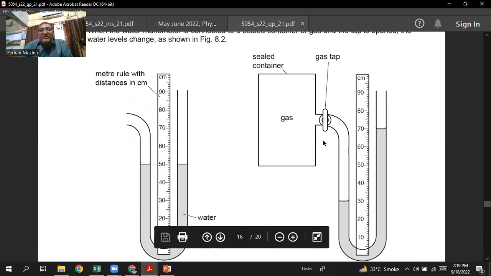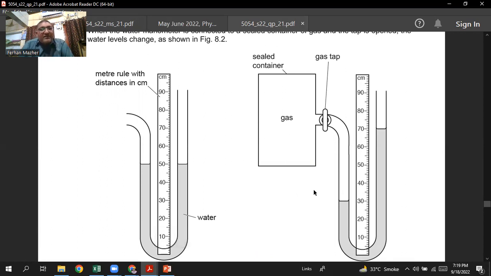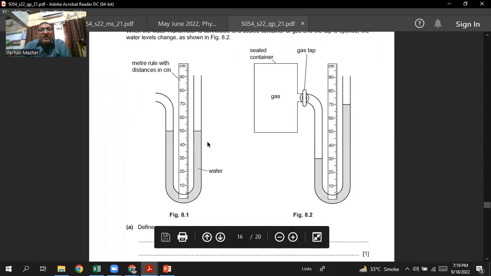So when that container tap is opened, the level of the water in both the limbs of the manometer changes, and you can see here it is at 30, here it is at 70. So the difference between the levels is 40, which means 40 centimeter of water. So the gas which is in the container, its pressure is 40 centimeter, it's centimeter only, 40 centimeter of water more than the atmospheric pressure.